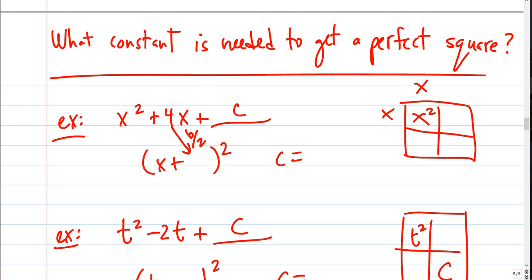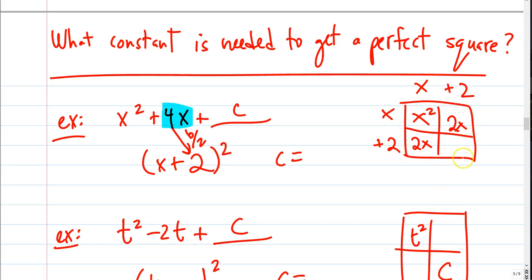Second, I'm going to take that b term and split it: 2x, 2x. I know it's going to be x times 2 to give me 2x, and x times 2 to give me 2x. I know what my group is going to be. It's going to be x plus 2 squared. That makes a perfect square.